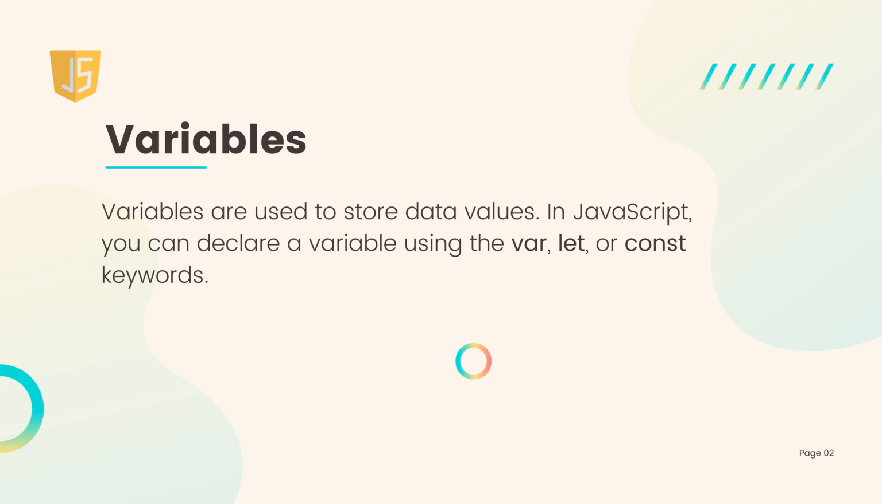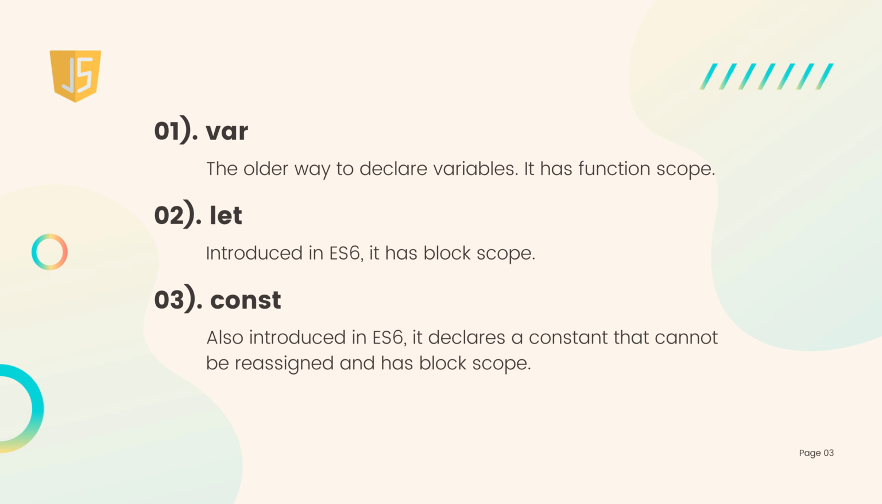It has function scope. Let, introduced in ES6, has block scope. Const, also introduced in ES6, declares a constant that cannot be reassigned and has block scope.